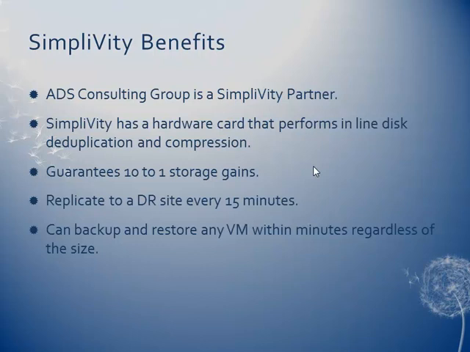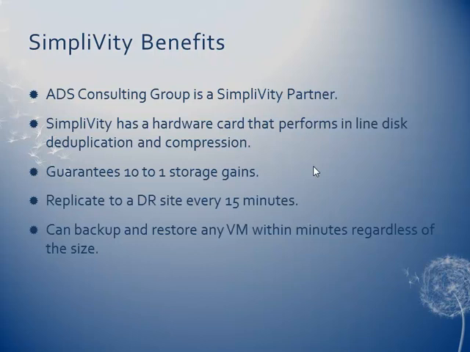Essentially, the secret sauce which differentiates SimpliVity from the other hyperconverged vendors is their hardware card that is installed in each SimpliVity node that does inline disk deduplication and compression. The advantage of that is that it really reduces the amount of I/O that goes to the disk subsystem, and as a matter of fact, it usually reduces it by a factor of 5 or 6 or 7 or 8 times, depending on the type of data you're saving.